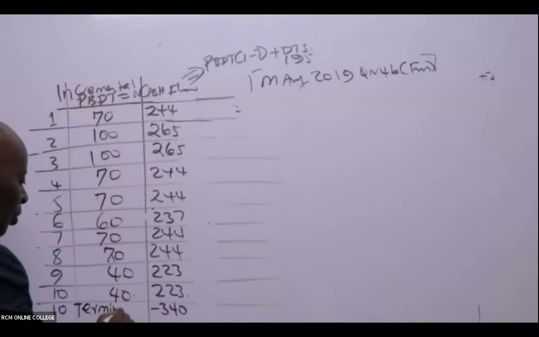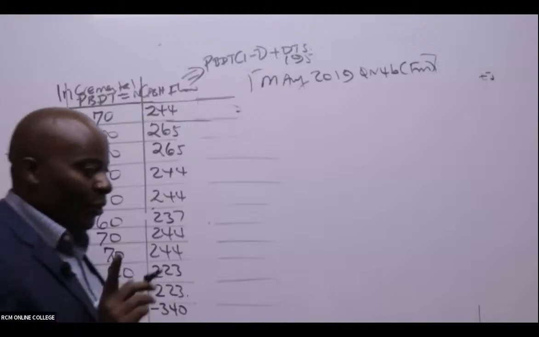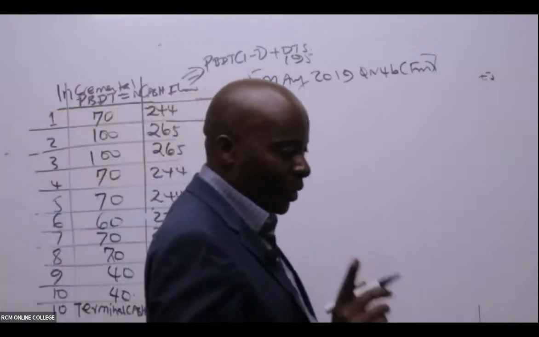Terminal cash flow. This is terminal cash flow. Terminal minus 340. Was it minus 340? Walter, was it minus 500? Perhaps Walter has just come now.